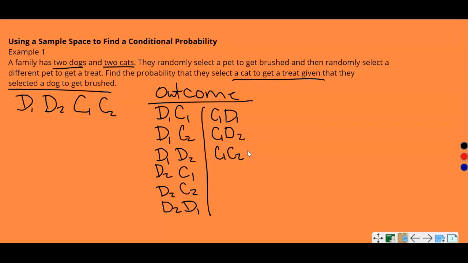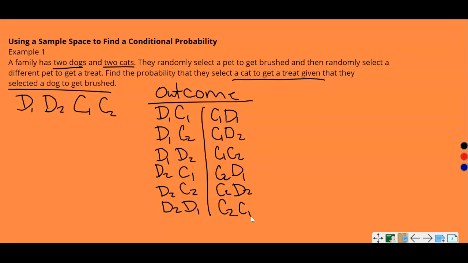And then we have one more pet that could be chosen first. So cat 2 and dog 1, cat 2 and dog 2, and cat 2 and cat 1. All right, so this is all of our different combinations that we could choose if we choose these randomly for a cat to get a treat and a dog to get brushed.